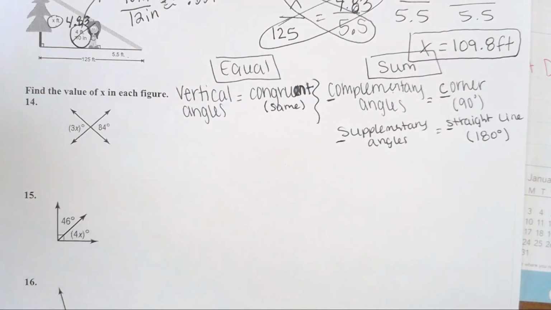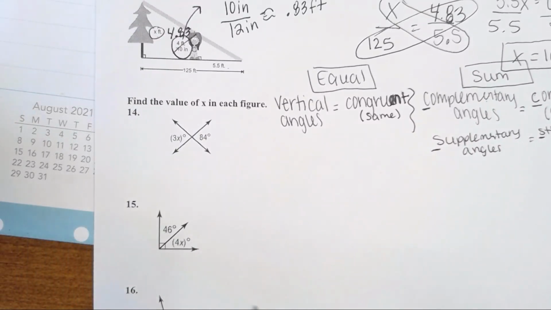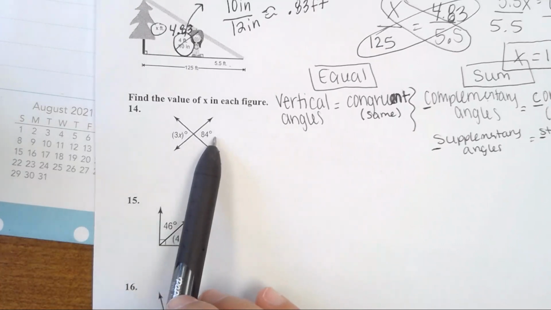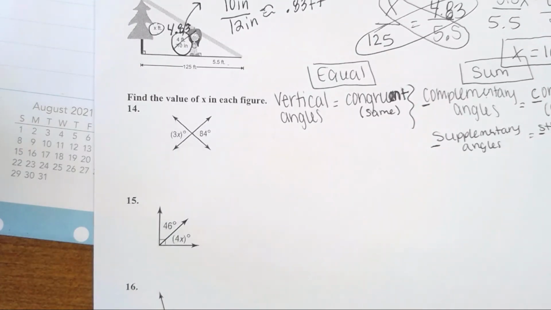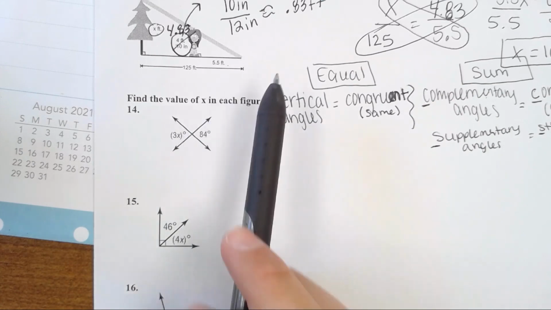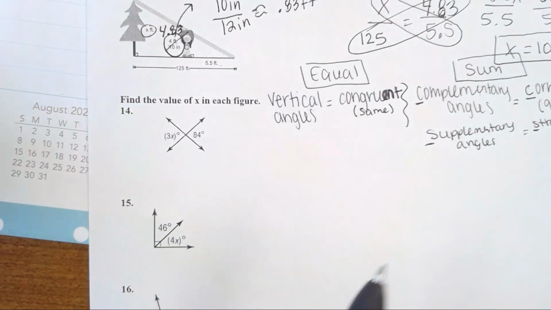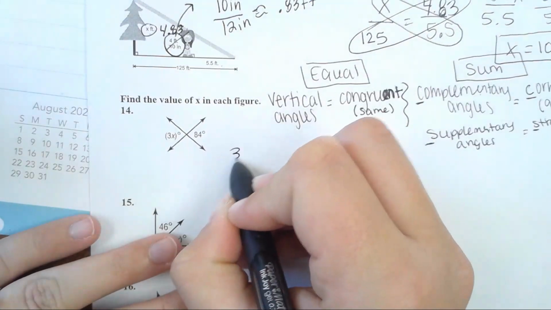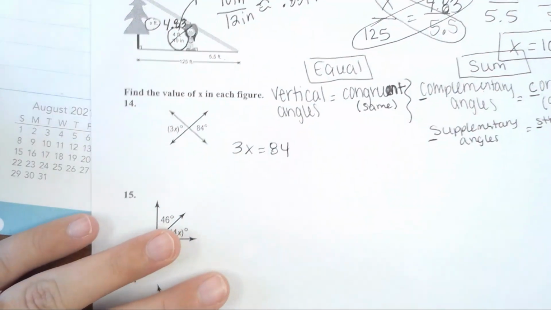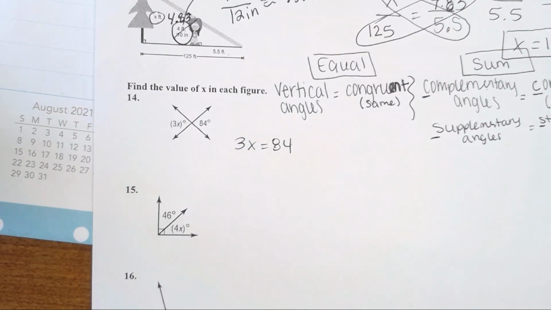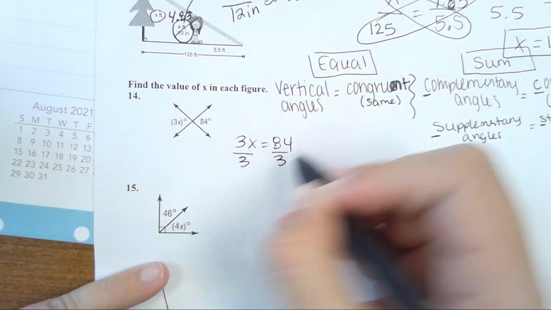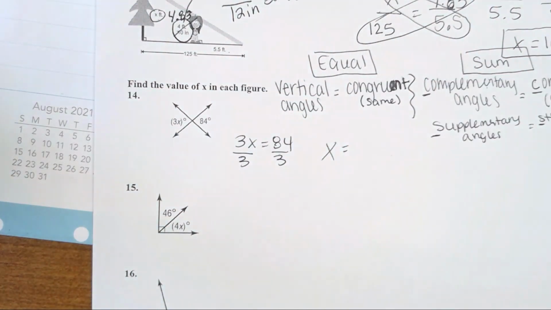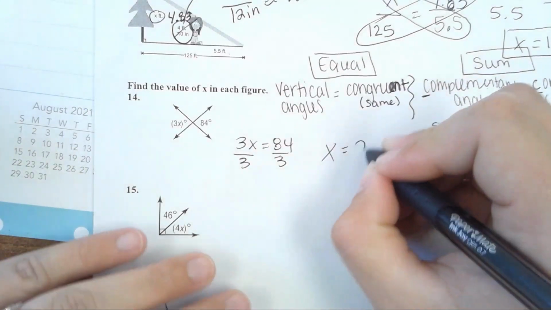All right, so look at the first example. Identify, are these vertical angles, complementary angles, or supplementary angles? Well, they are opposite of each other. So if they're opposite of each other, that means that these are vertical angles. As we know, vertical angles are congruent, so we are going to set those two angles equal to each other to get our value of x. So 3x equals 84. To get x by itself, you only have to divide by 3 on both sides. So 84 divided by 3 gives us a value of 28.